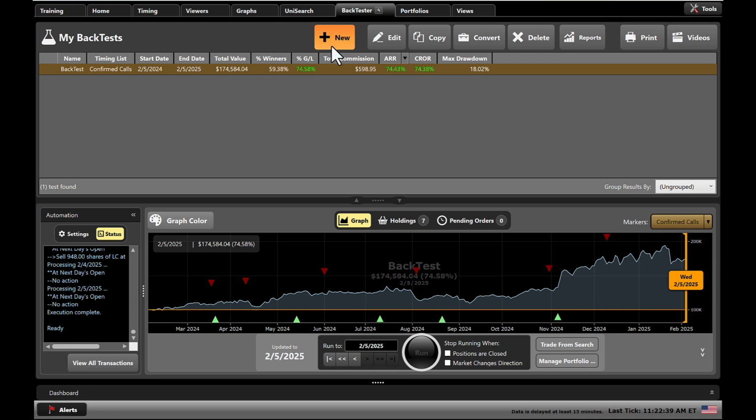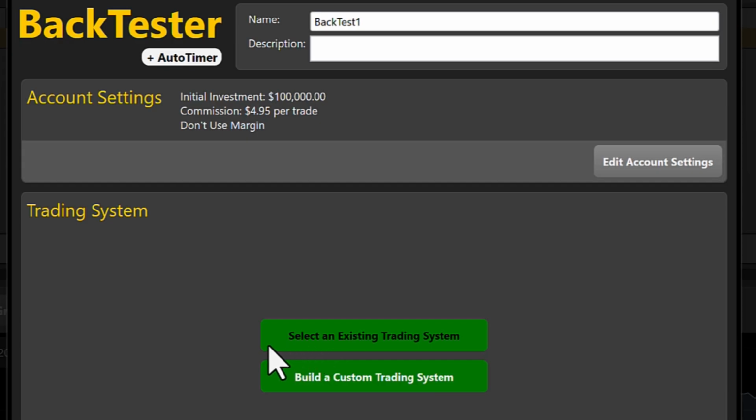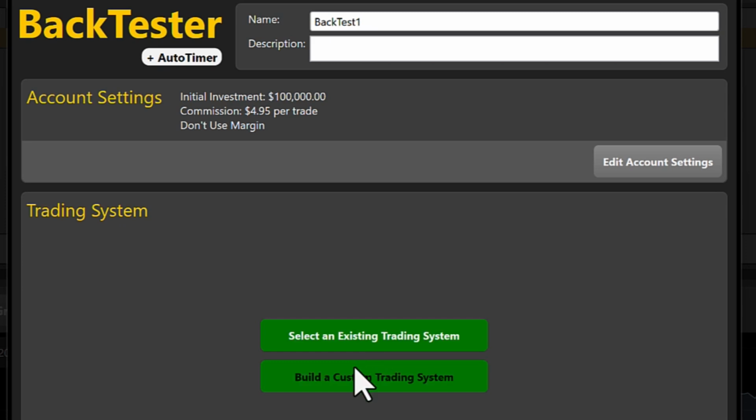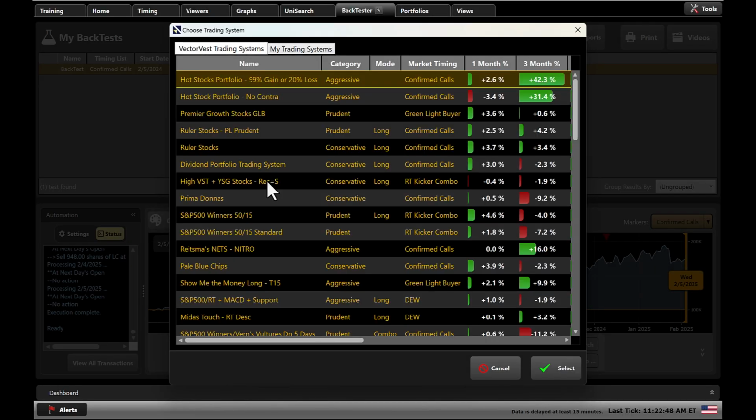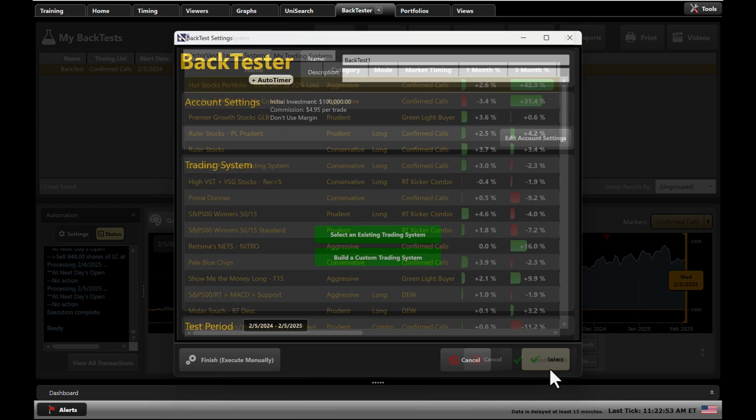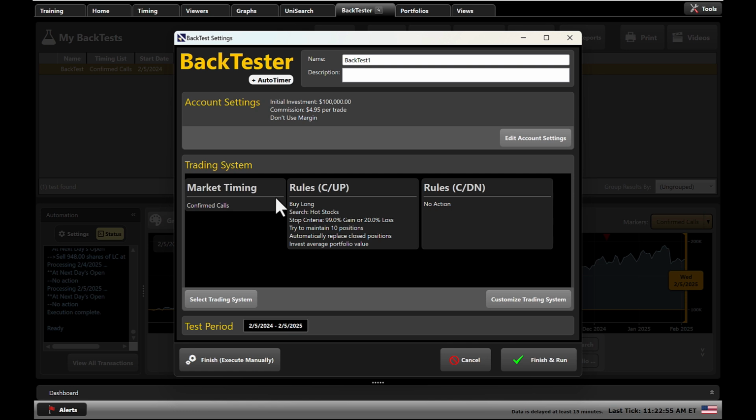So if we pull up a new backtest here, you can see that you can select an existing trading system or build one from scratch. We'll backtest one of the existing trading systems just so I can show you how this works. So I'll pick this hot stocks portfolio strategy. You can see the market timing, the rules, as well as the account settings. So there are commissions on here. You can change that easily.